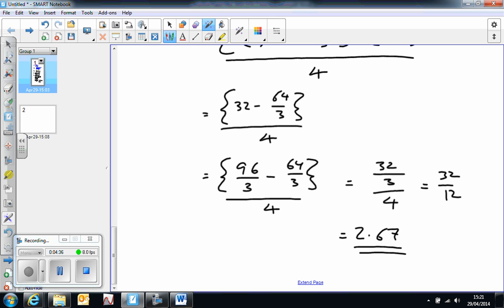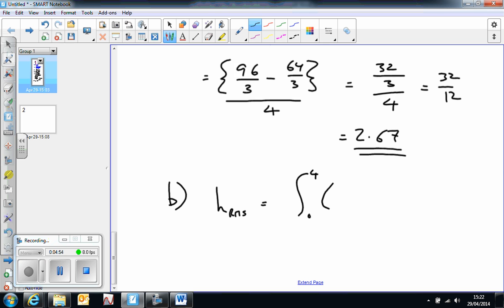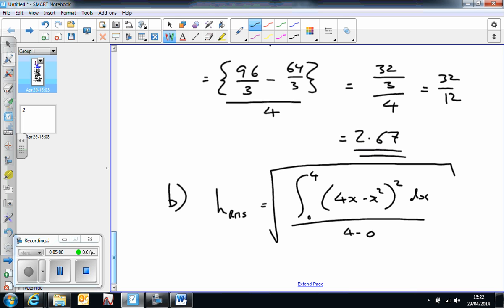Part B asks you to find the RMS value. So the RMS value is the integral between 0 and 4 of the function, which is 4x minus x squared, squared, over 4, and then square rooted. So part B involves evaluating that.